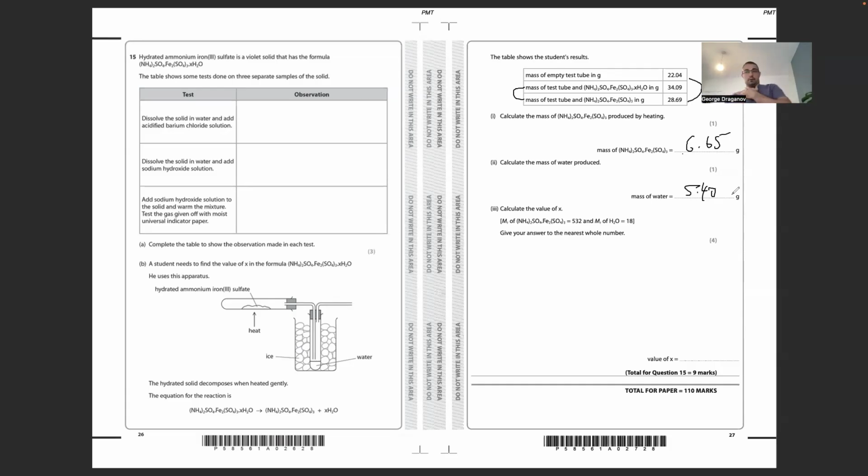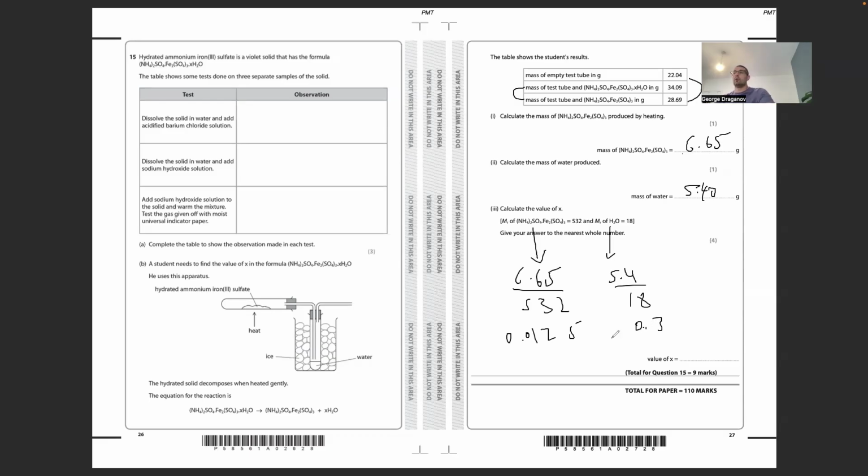Now, that's the first step. Make sure you read the table carefully. Then the rest is actually simple. You look at the MR is actually given to you. So all you do is you find the moles of this one and the moles of this one. Remember, in chemistry, always find the moles. So for this one here, 6.65 over 532, and this one will be 5.4 over 18. You will then get an answer of 0.0125 and an answer of 0.3.